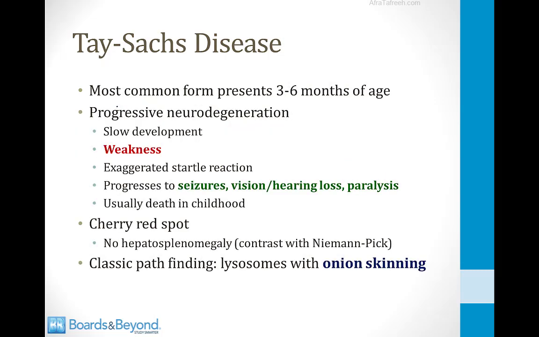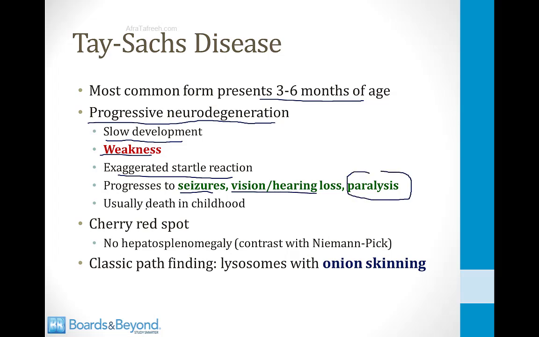Children with Tay-Sachs disease are born appearing normal, but by about 3 to 6 months of age, the babies display signs of the condition, and the dominant sign is progressive neurodegeneration. Remember, you need gangliosides for your neurons, and therefore neurodegeneration is the key feature of Tay-Sachs. There's the slow onset of weakness that will eventually progress to a vegetative state and death. These babies often display an exaggerated startle response, and their condition progresses until they have seizures, vision and hearing loss, and ultimately paralysis. And as I said before, usually death occurs before a few years of age.